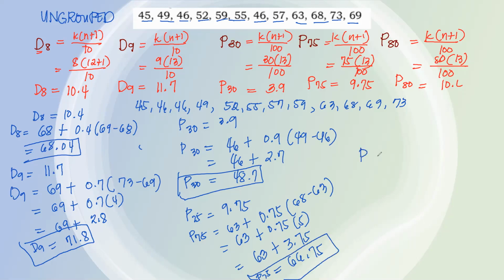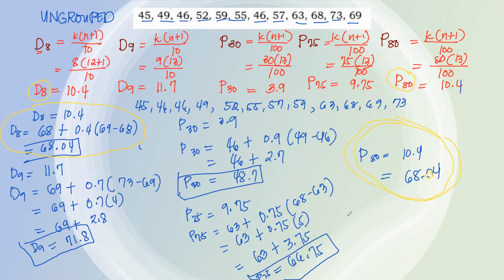Then how about for P sub 80? That is 10.4, which is equal to 68.04. Why is it 68.04? Because P sub 80 and D sub 8 are the same, so these two are the same.